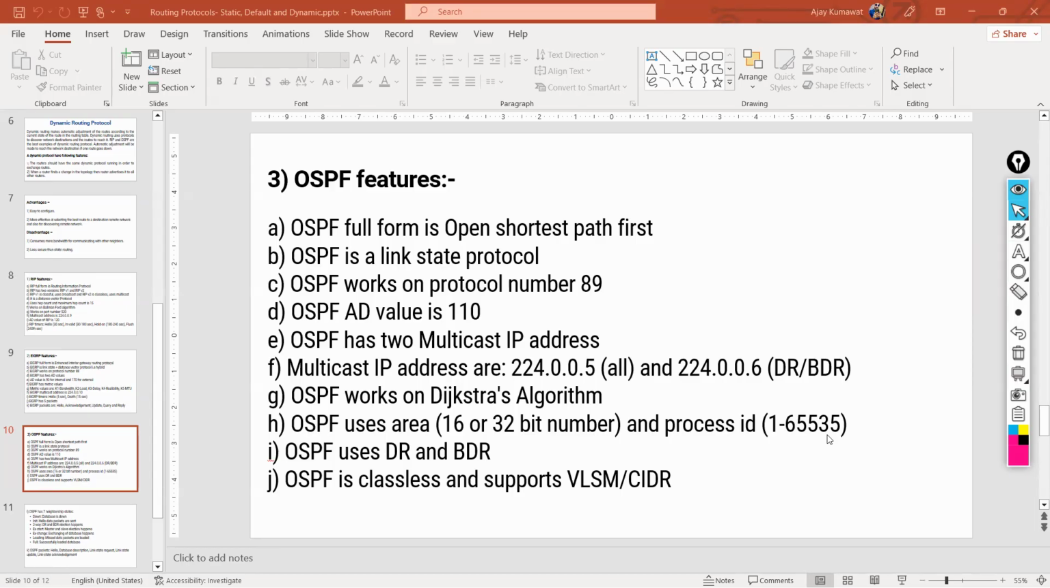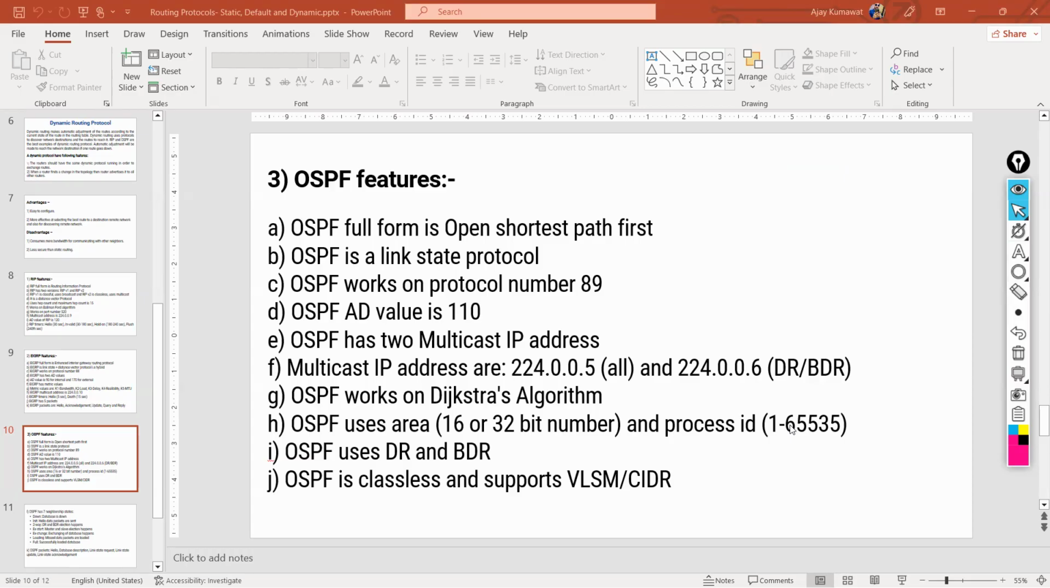In EIGRP, when we were doing the configuration, I said that your autonomous system number should be the same on all the routers. While in OSPF, the process ID can be the same, can be different, doesn't matter. Why? Because this process ID is local to the router. It is not matched with any other neighbor. Is that clear? So this can be the same, this can be different, it does not matter.